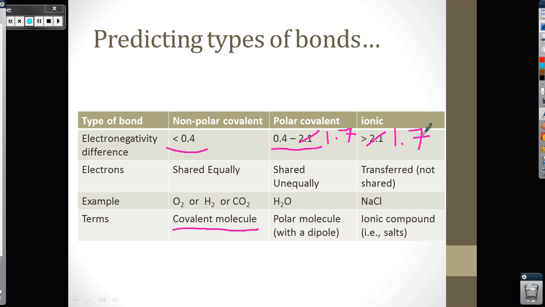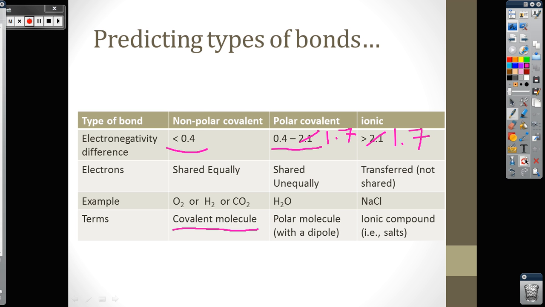We end up with two ions. One is a positive ion, one is a negative ion, and they're going to stick together because opposite charges attract. They'll form an ionic compound. Examples of those would be the salts that we talked about when we did the particular properties lab.